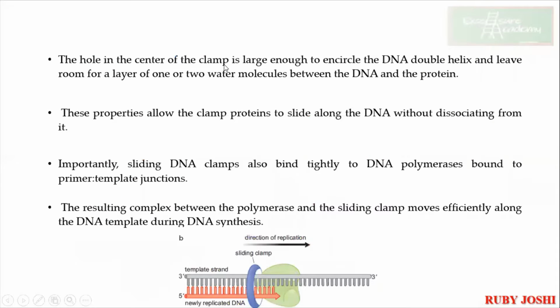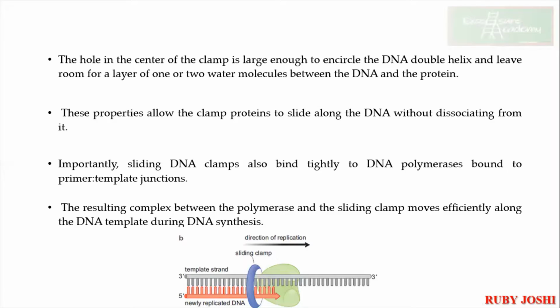Now, the hole in the center of the clamp is large enough to encircle the DNA double helix and leave room for a layer of water molecules between the DNA and the protein. So these properties allow the clamp protein to slide along the DNA without dissociating from it. So it is helping to move. The sliding clamp can move along the DNA.